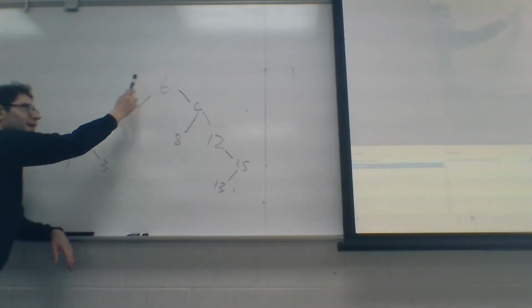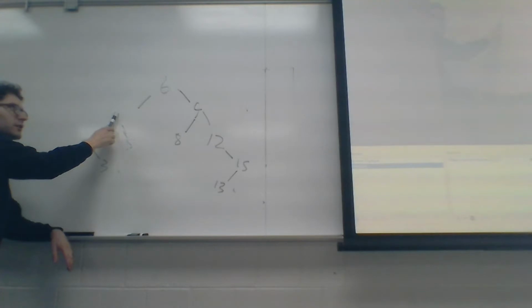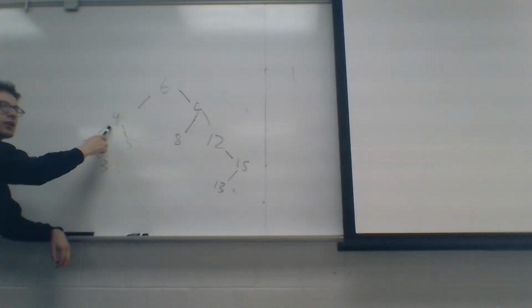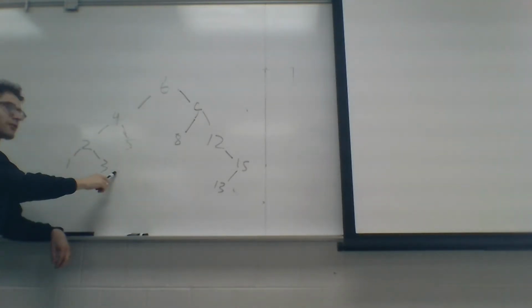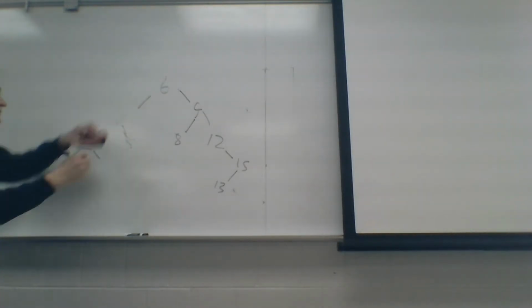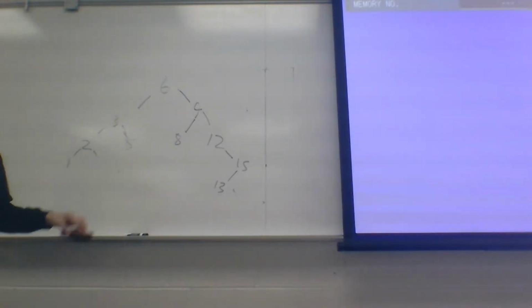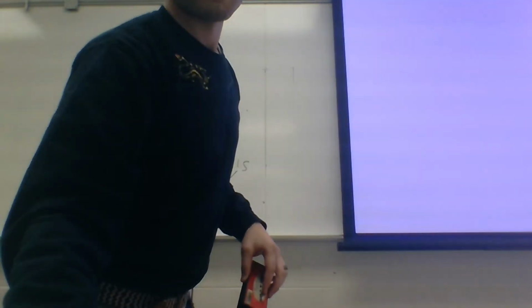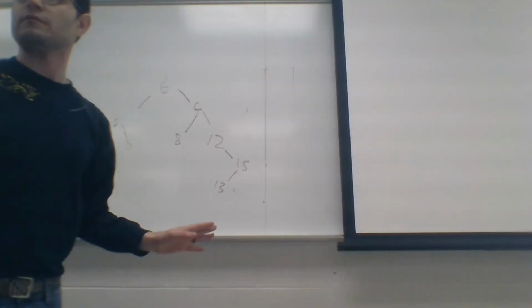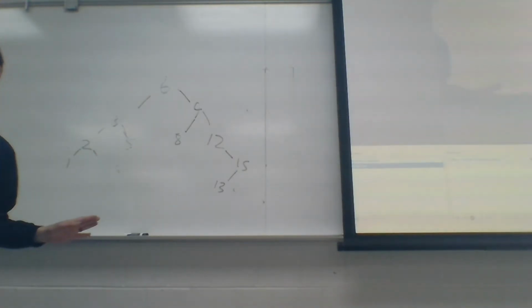4 is less than 6, so we go to 4. Now we found 4, we need to delete it. So how do we delete it? We find the thing that's biggest in the left subtree. So we go 1 to the left and all the way we can to the right. So we replace 4 by 3, and then we erase the original 3. So any questions on that at all? Any questions on that?